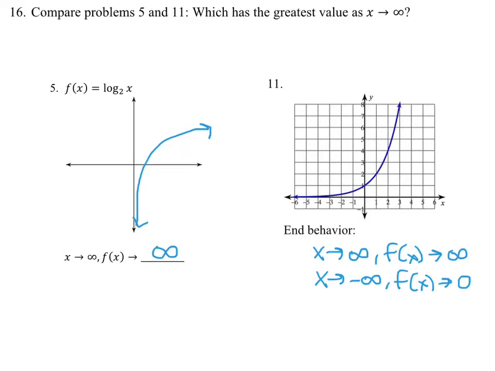On number 16, it's asking me to compare number 5 and number 11. So number 5 was log base 2 of x. Number 11 was an exponential function. It's actually y equals 2 to the x. So it's wanting to know which has the greatest value as x approaches positive infinity. Both are increasing as I go to the right. They both approach positive infinity. But number 11 is exponential, which is the inverse of the log. Exponential functions grow a lot faster than log, so I'm going to say number 11 has the greatest value.